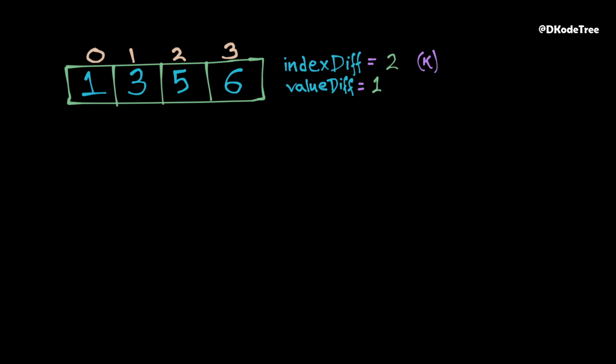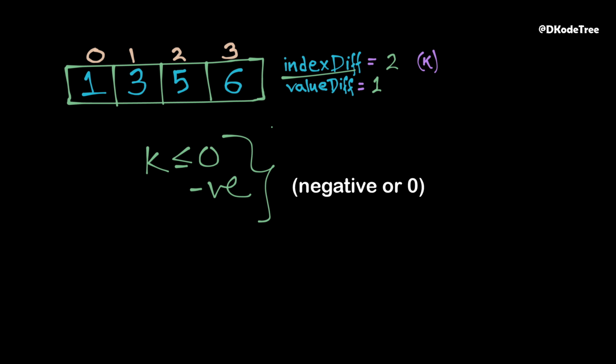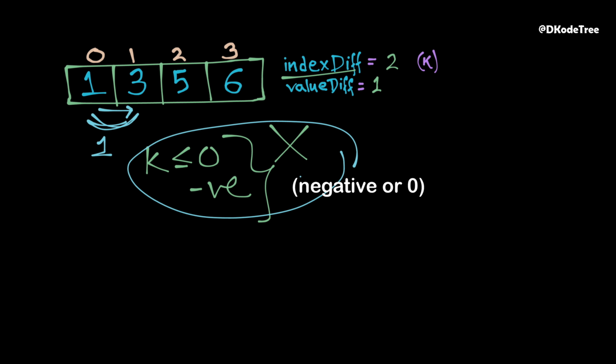Apart from this, there are two edge cases we need to be mindful of during interviews. The first is if k is less than or equal to 0, that is, the index diff is negative. This is an invalid case as it means we cannot compare any two different elements, because even the closest pair has at least a distance of 1.